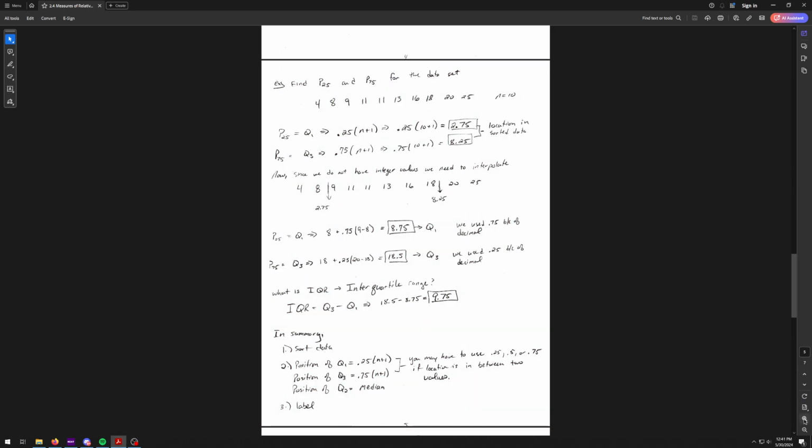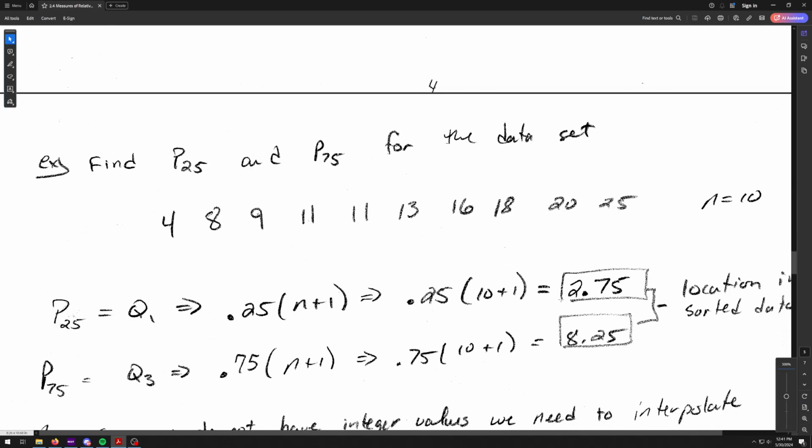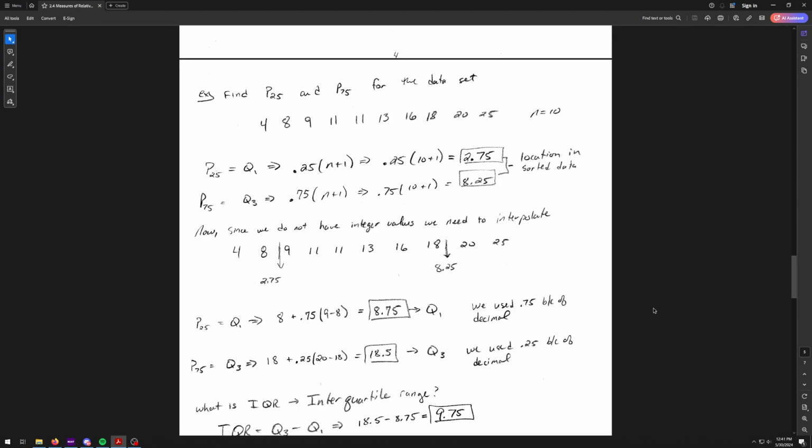Let me see if I can zoom in here for all of us. Ooh, that's way too much. There we go. I think that's good.